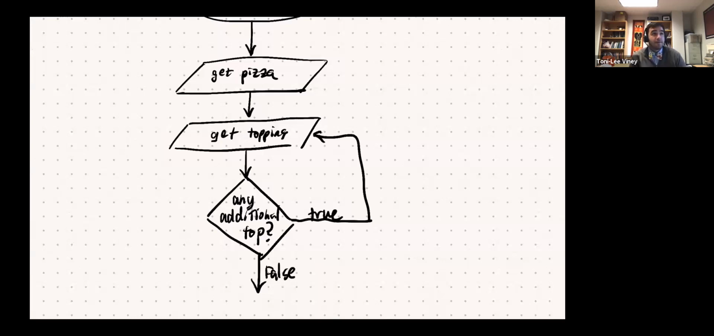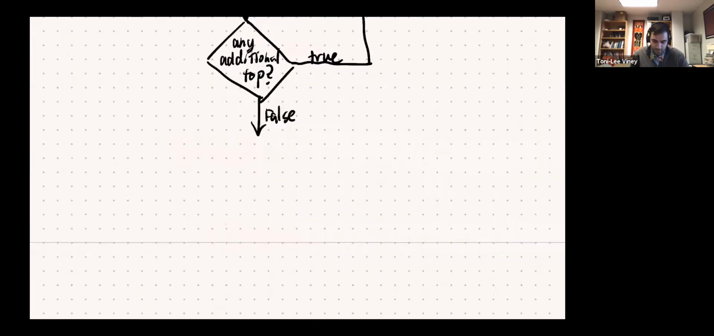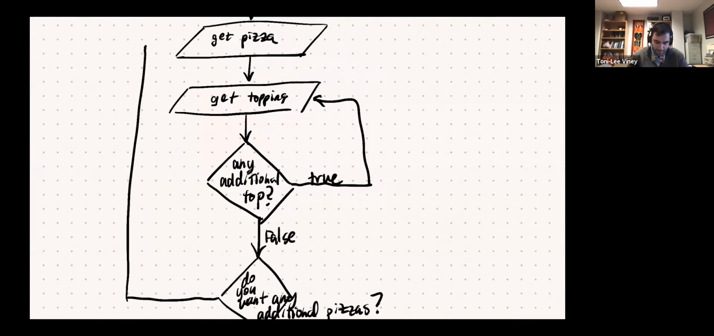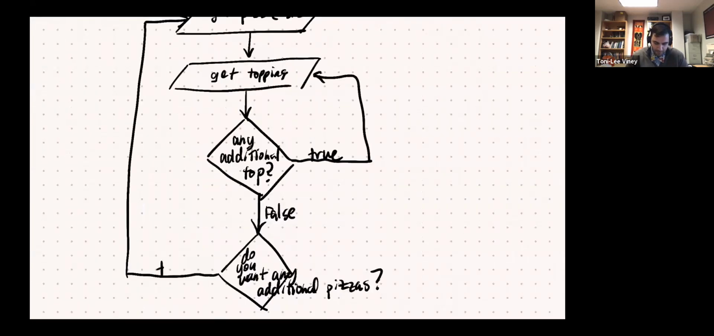So if they want more toppings, go ahead and enter it. You want another one? Go ahead and enter it. Want another one? No. Continue on. Then the last question might be, do you want any additional pizzas? So maybe you're ordering three. If the answer to that is yes, then we can go all the way back up to here. Oh, I forgot this was get pizza size, I think. Yep. So this is true.